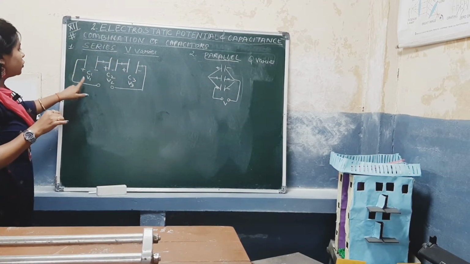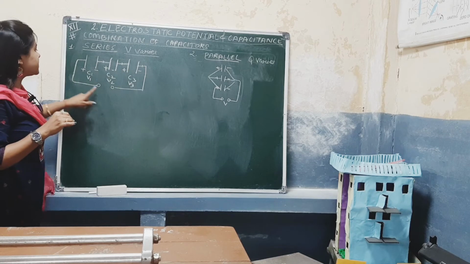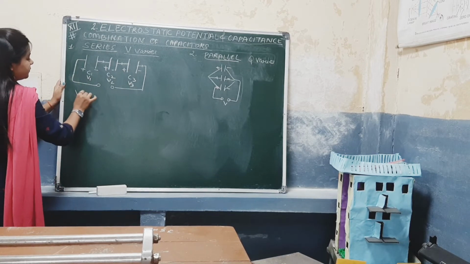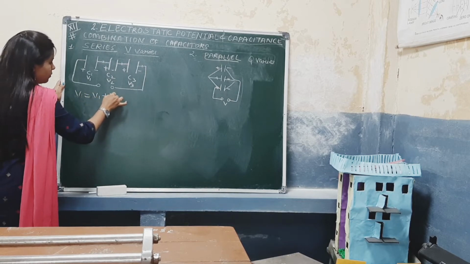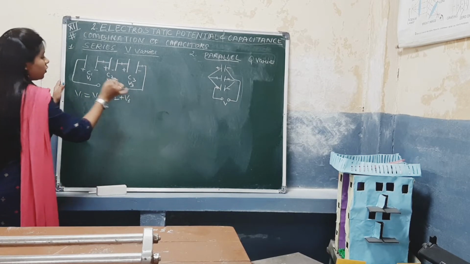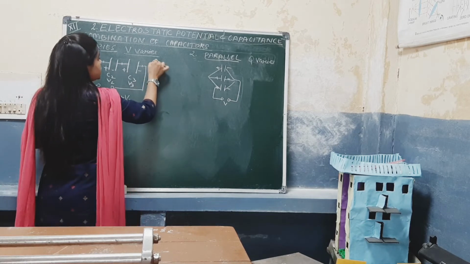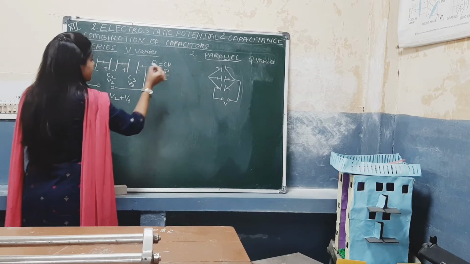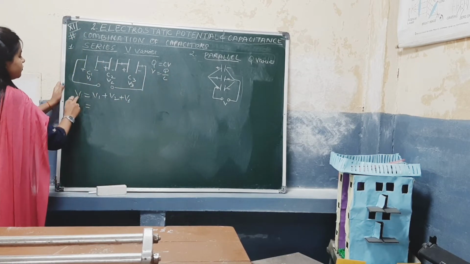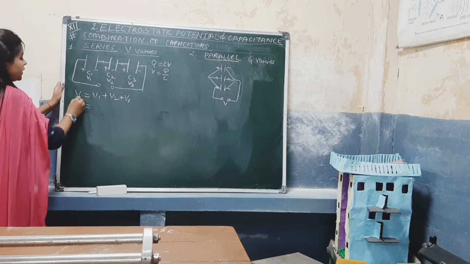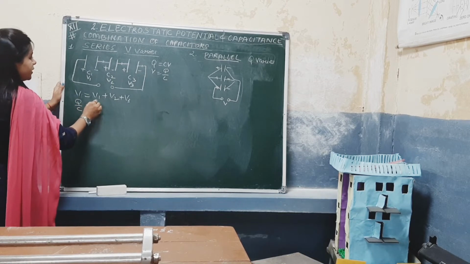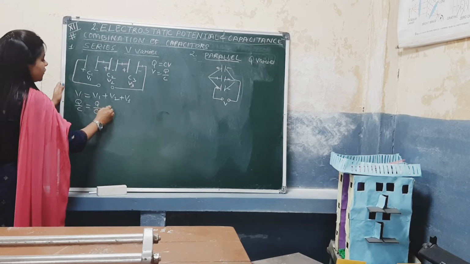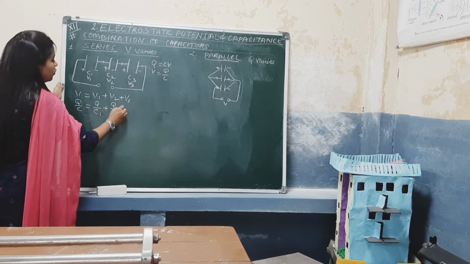It means that the total potential of this whole series system will be V equal to V1 plus V2 plus V3. Now which formula will we use? We will use Q equal to CV, and from here V is equal to Q upon C. So we will substitute the different values of V. V is Q upon C, and V1 is Q upon C1, V2 is Q upon C2, and V3 is Q upon C3.